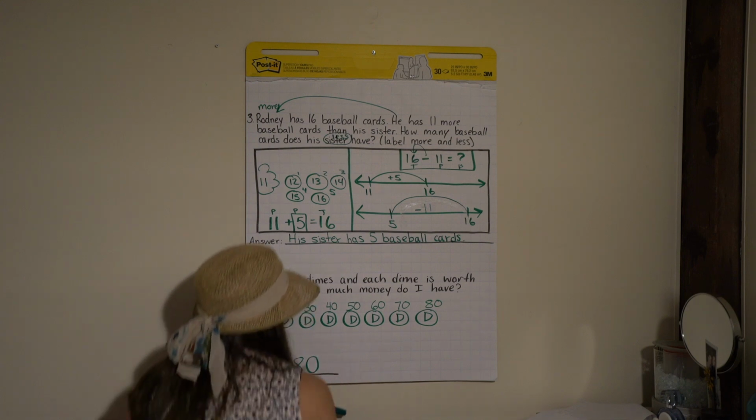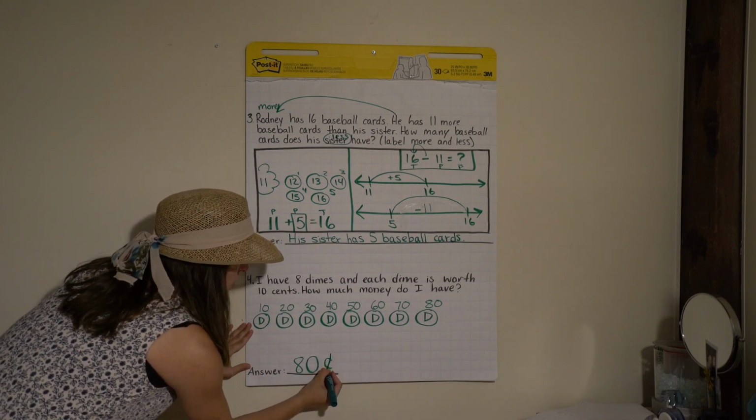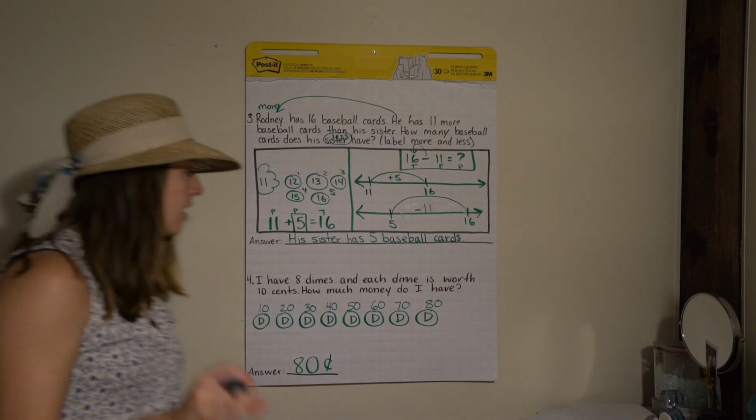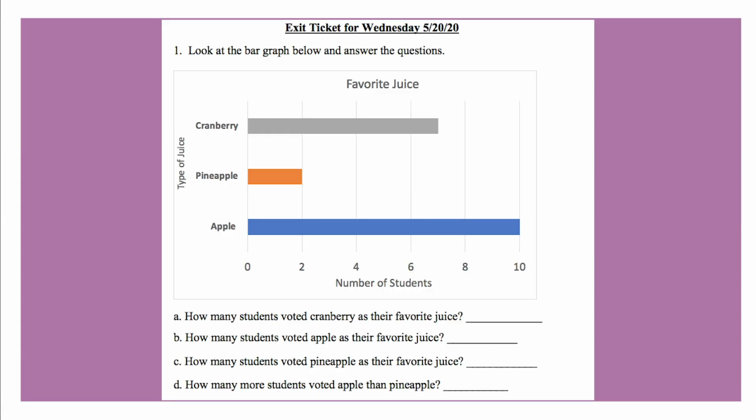Remember, you only want to write it like this. I don't want you using the dollar sign. So 80 cents. You draw a C and then you go and put a line like that. 80 cents. All right, let's go on to our exit ticket. I'm going to show your exit ticket on the screen now. If you need more time, you can pause the video.